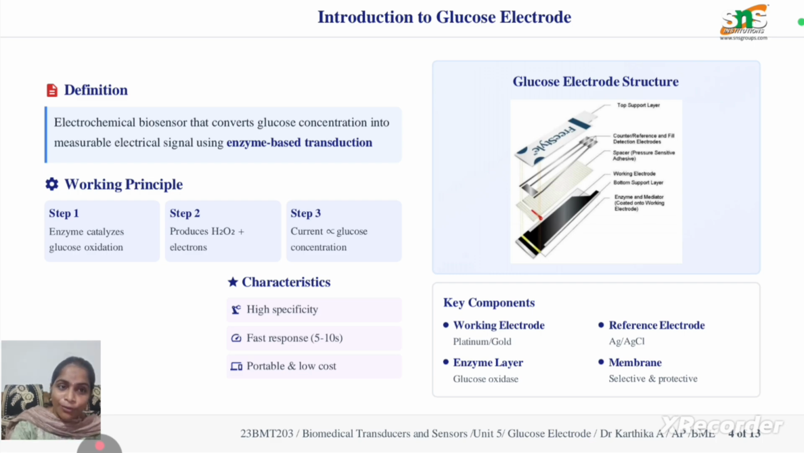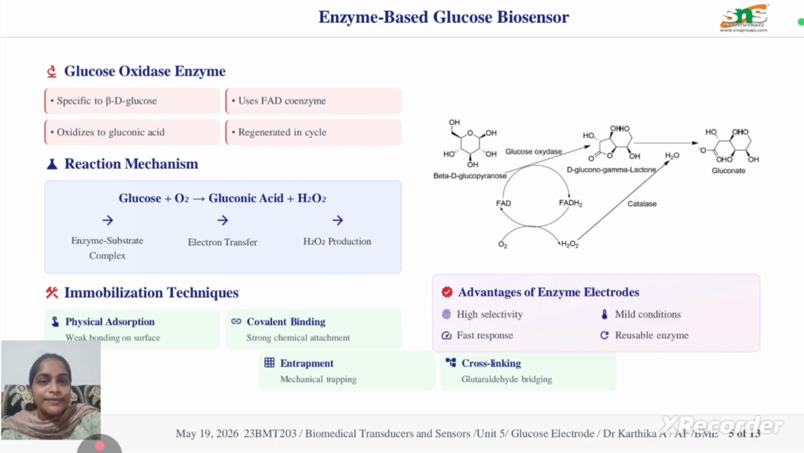Key components involve the working electrode, which might be platinum or gold, a reference electrode of Ag or AgCl, an enzyme layer of glucose oxidase, and a membrane that is selective and protective. See the glucose oxidase enzyme, specific to beta D glucose. It uses FAD coenzyme. Here the FAD coenzyme oxidizes glucose to gluconic acid and is finally regenerated in the cycle.